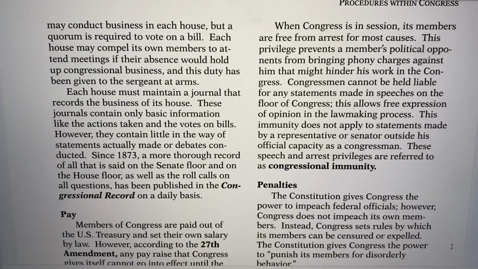When Congress is in session, this is called congressional immunity. When Congress is in session, they are free from arrest, and they're not liable for anything they say. So when they're debating on the floor, if they say something wrong, they're not liable for anything that they say. They're not under the law at this point. This is the congressional immunity. Also, they're free from arrest. So you can't come in and arrest somebody when Congress is in session.